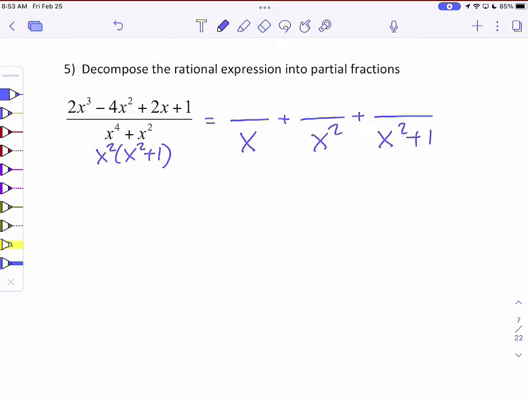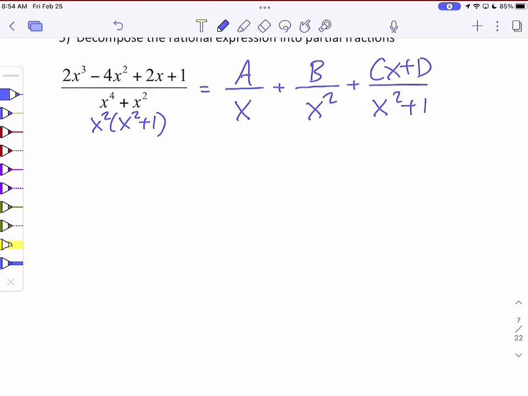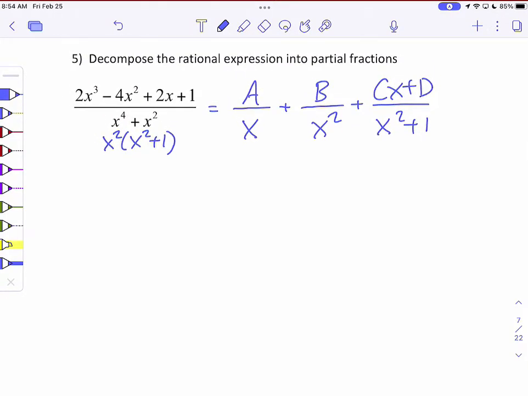And then let's see if people remember. Okay, you yell it out. What goes on top of this x? A. What about this x squared? B. You don't put bx plus c because you don't look at that as a quadratic. That is a linear that has a multiplicity of 2, and so you write that. This one is definitely a quadratic. This one is cx plus d. We follow all that? Okay, so now the next thing to do is multiply by the common denominator.